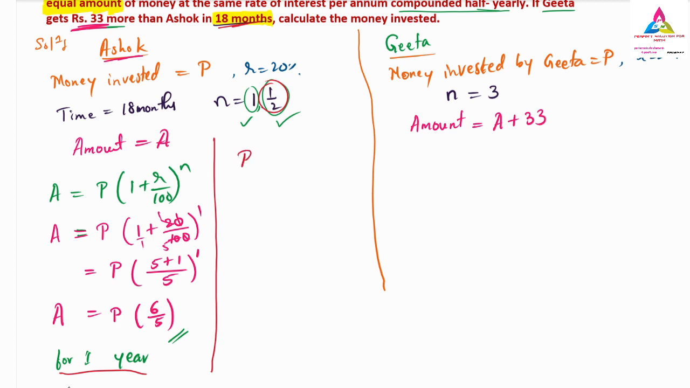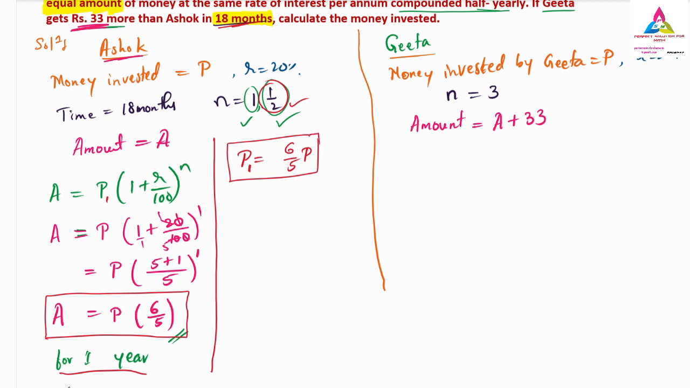Now the new principal amount will be the second principal amount. This is the first principal amount you had. The second principal amount will be the amount that we have got, this is the answer for the second. So let us write it down: the principal amount is nothing but 6 by 5 into P. This is our new principal amount for the next half year. So next, let us find the next half year.